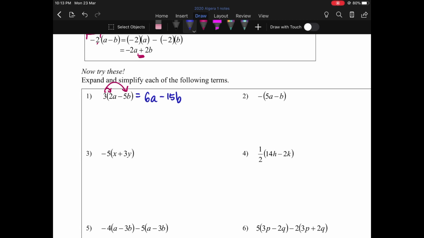Question 2. Now, there's a negative sign outside the bracket. You treat it as a single entity like this, and you distribute the negative sign into the terms in the bracket. So you will get the negative of 5a, and now we have double negatives, the negative of negative b. So you will get plus b. Okay? You can pause the video and try the remaining questions on this page.